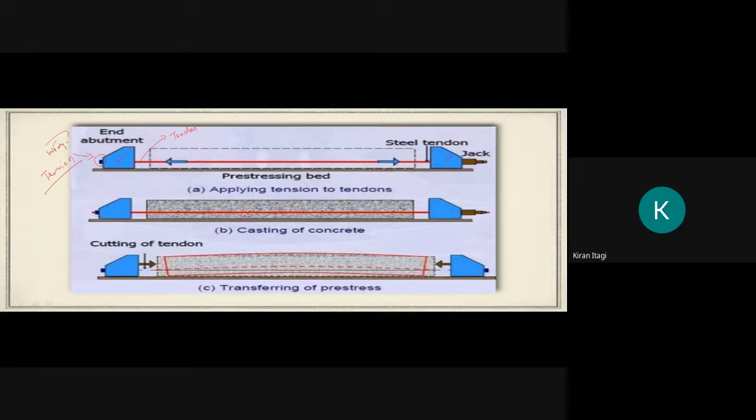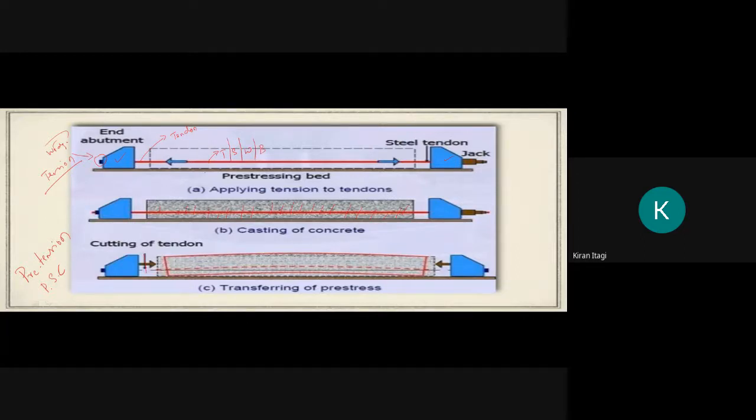cast the concrete. Afterwards we cut the tendon. So the entire tension will be transferred to the concrete. Here we can see this red color. After that it will be transferred. This is pre-tension pre-stressed concrete.